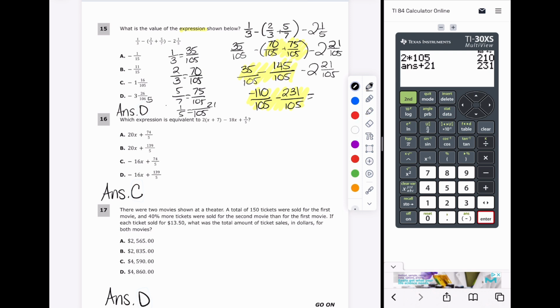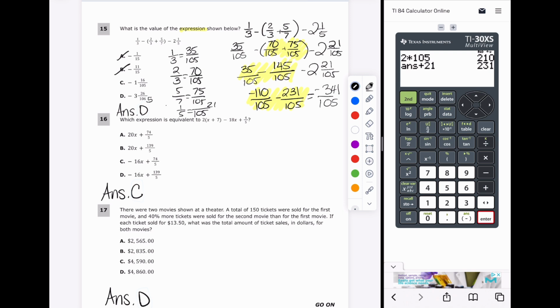I actually don't need my calculator for that one because I'm just going to make it more negative. So I have negative 341 out of 105. Okay, so now's the time where I have to bring that back to a mixed number. So it's definitely not A and B. It's going to be C or D.